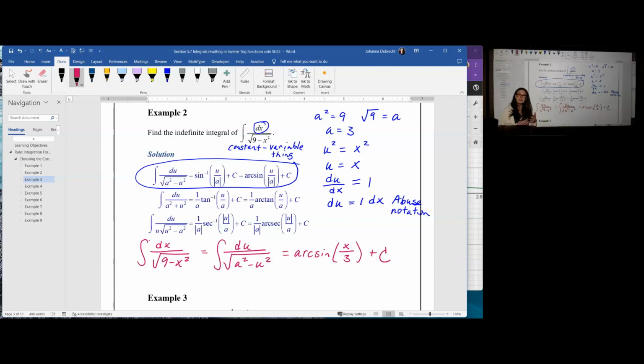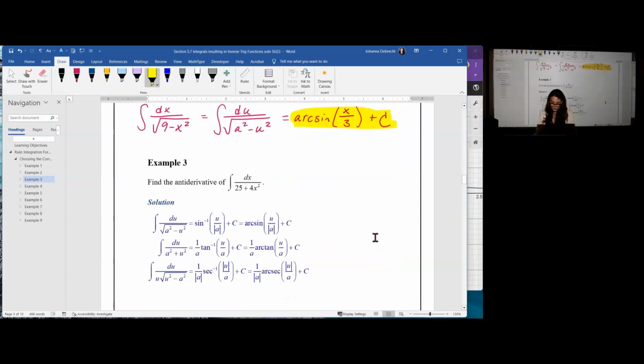Notice that because it's an indefinite integral, we are returning to the original variable. So we do have to go back to x. We cannot stick with u. So my final solution is simply the arcsine of x divided by 3. If you wanted to evaluate, you would first substitute a value for x divided by 3 and then apply the inverse trig function. Remember that you have to apply the order of operations.